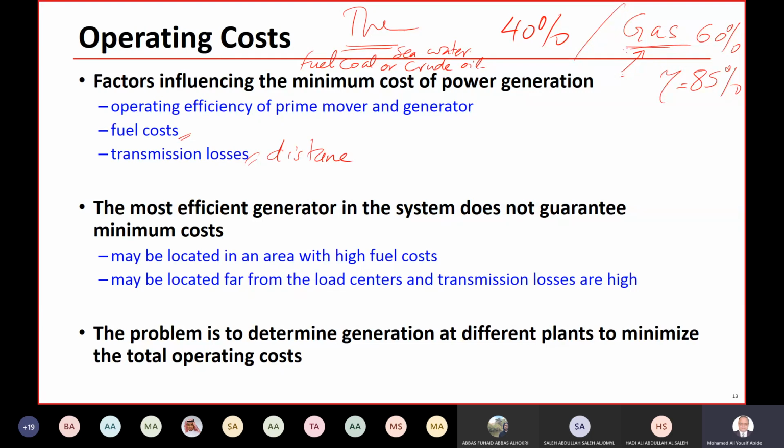Muhammad Hassan, do you have a question? Yes. What do you mean by combined cycle?